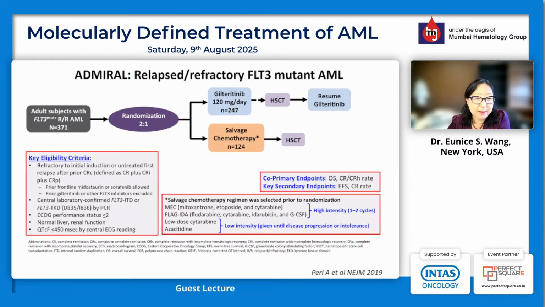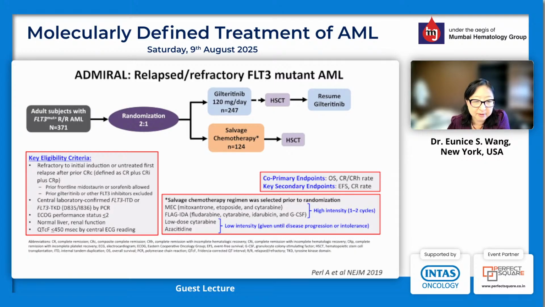We know that in patients who have relapsed and refractory FLT3 mutant disease, FLT3 inhibition is definitely better. In this study, the AML trial done several years ago, patients who had relapsed and refractory FLT3 mutant disease were randomized to receive a FLT3 inhibitor alone, and they could be followed by a stem cell transplant if possible, or salvage chemotherapy.